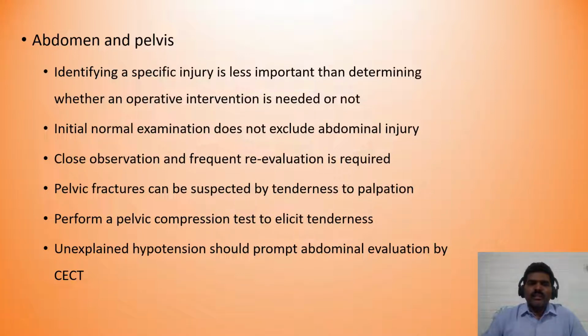Unexplained hypotension should prompt abdominal evaluation by CECT. Most of the blunt abdominal injuries which cause damage to the mesenteries will not be evident at the initial examination. If patient is repeatedly complaining of abdominal pain and there is no evidence of any free fluid or organ damage by ultrasound, strongly suspect mesenteric ischemia and go for a CT angiography of the abdomen, which will show any mesenteric injury.